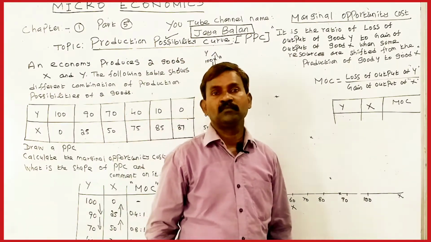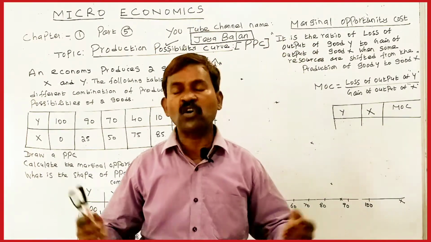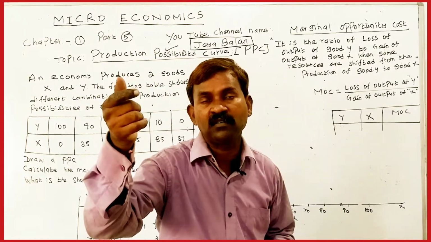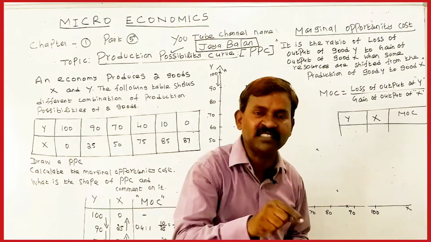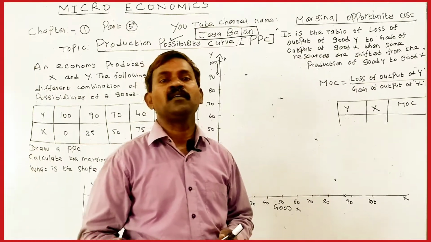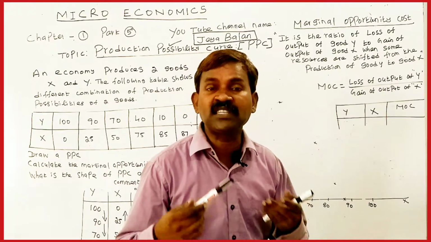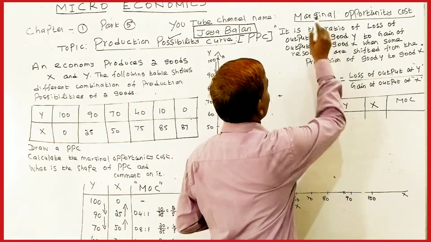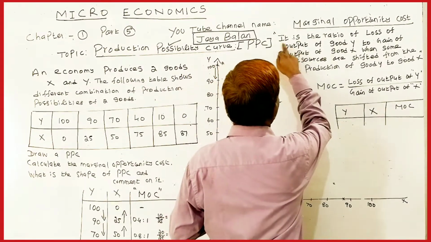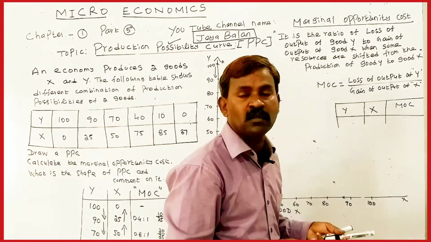This is the concept. When the resources are fully and efficiently utilized, when the technology remains constant, if the economy wants to increase the production of one good, the economy has to sacrifice some number of units in the production of another commodity. Based on this universally accepted concept, we are going to write the meaning of marginal opportunity cost. See this? It is the ratio, the proportion between two things.